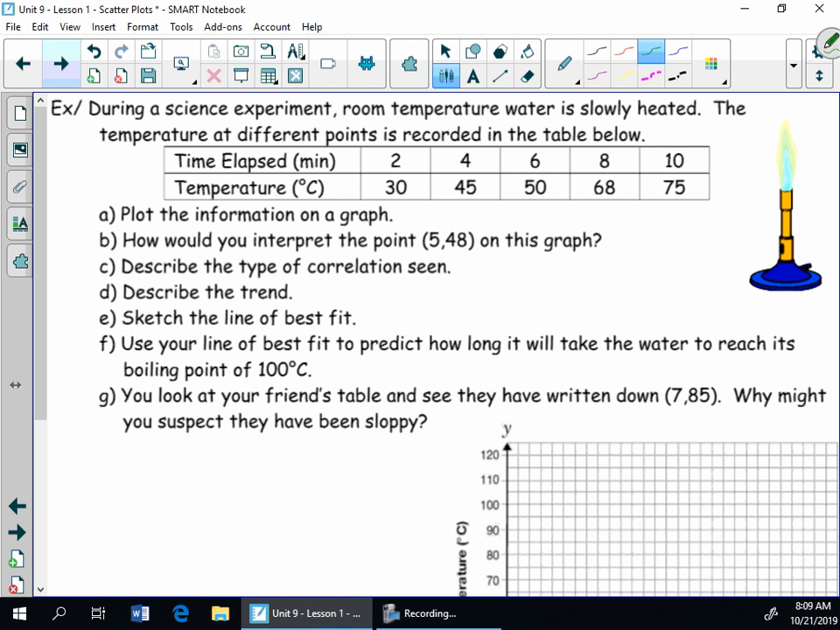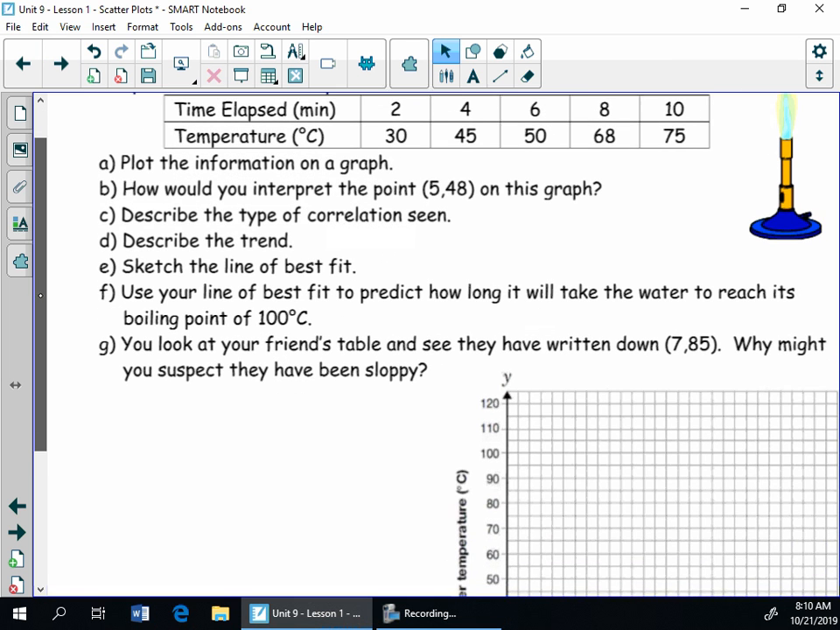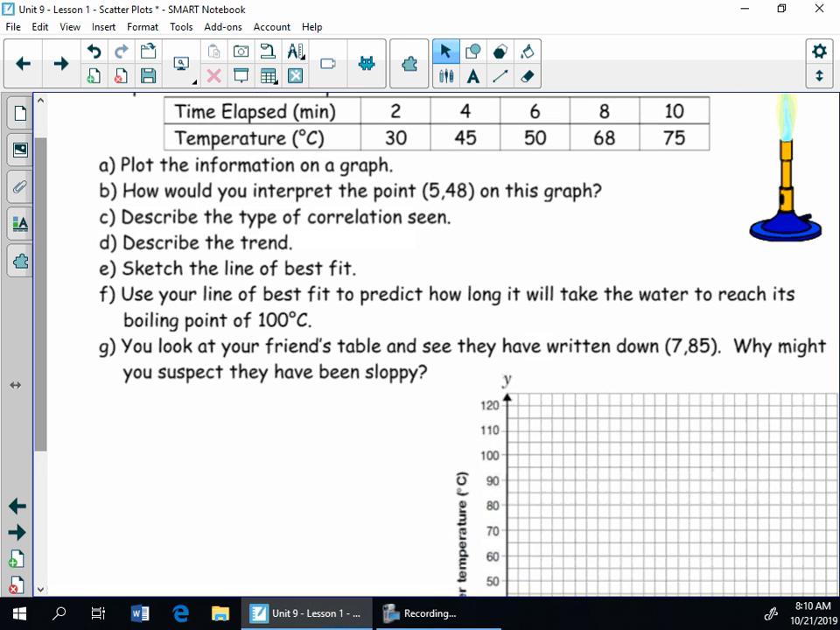Let's take a look at an example here. This is our last one. Okay, during a science experiment, room temperature water is slowly heated. The temperature at different points is recorded in the table below. So we're doing an experiment. As time goes by, the temperature of the water goes up. We're boiling the water. We've got some data.